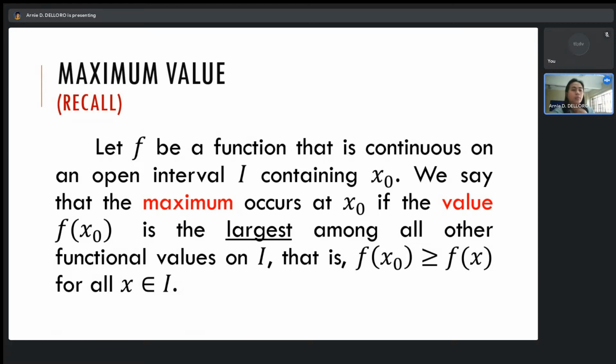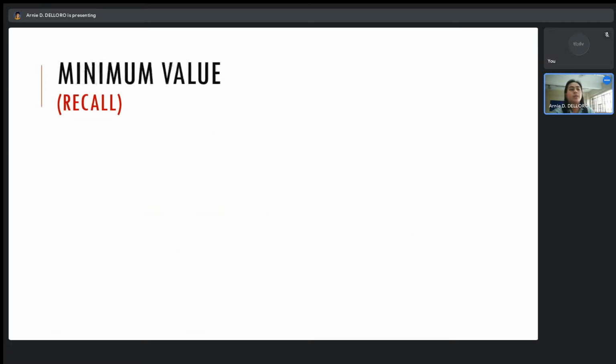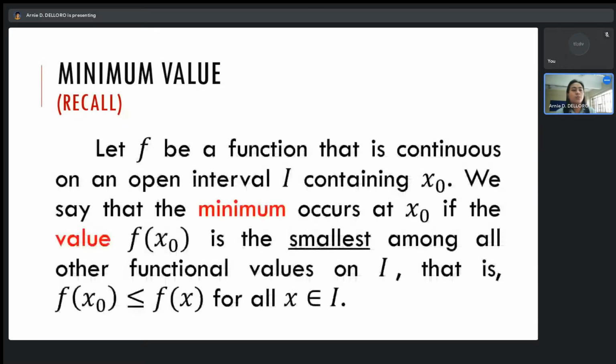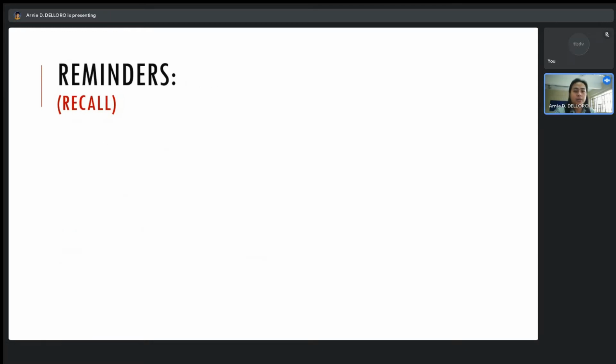When we say minimum value, kung yung maximum siya yung largest, sa minimum po siya yung smallest among all other functional values within the given interval. So, you may refer or review to the absolute minimum value on the given interval. Before we proceed, let's have first the following reminders.